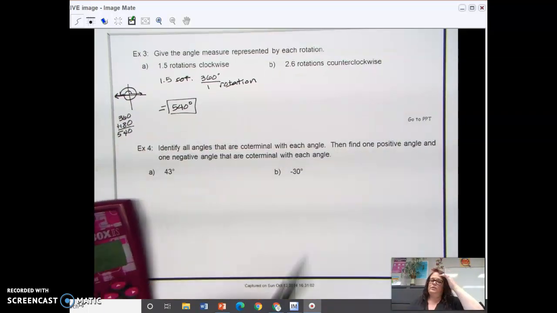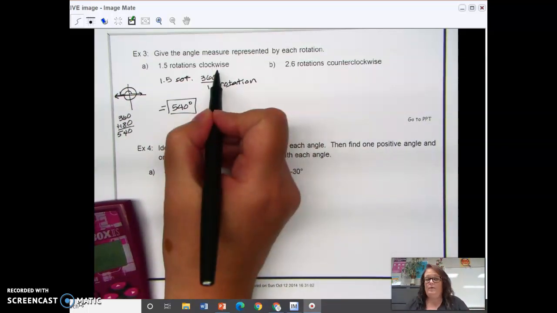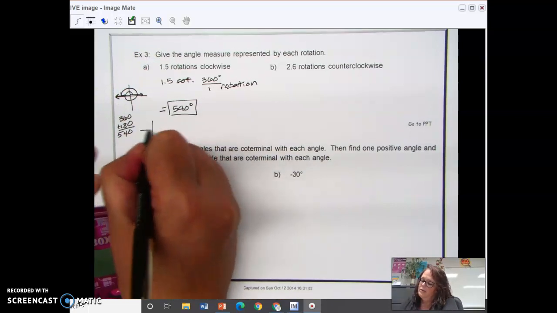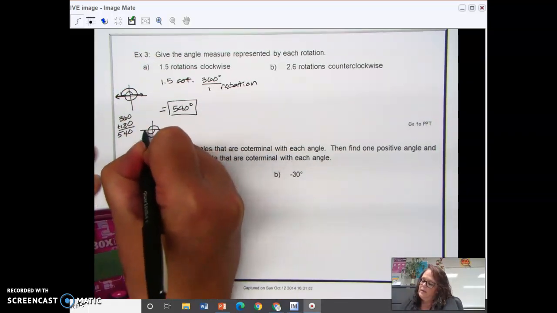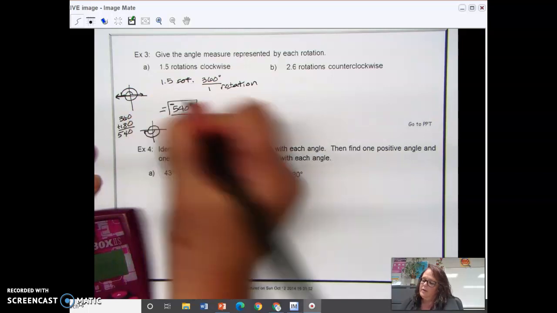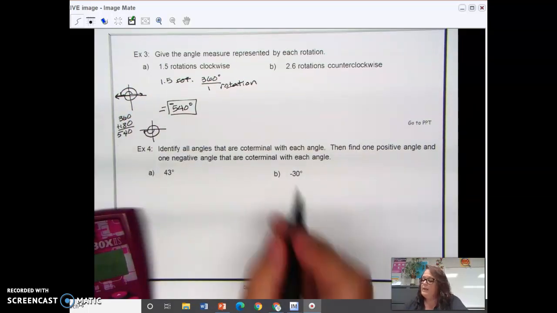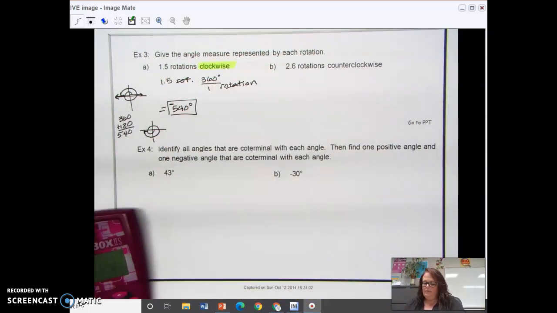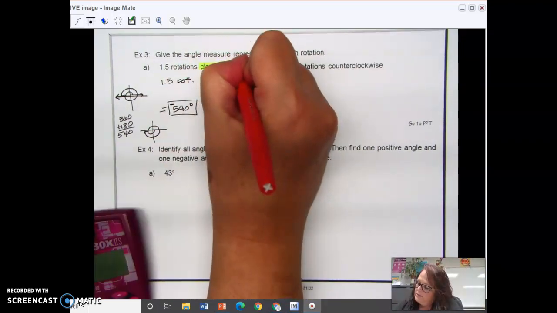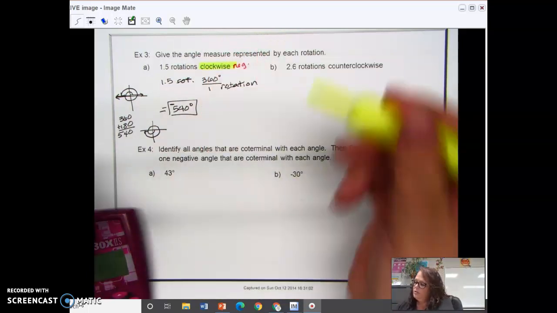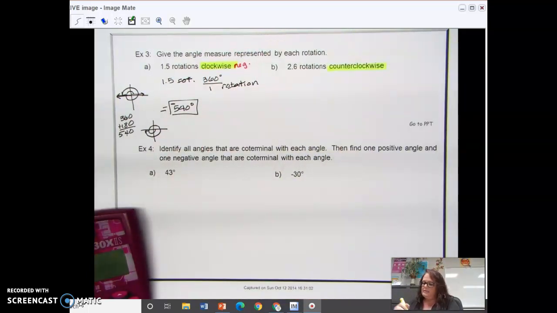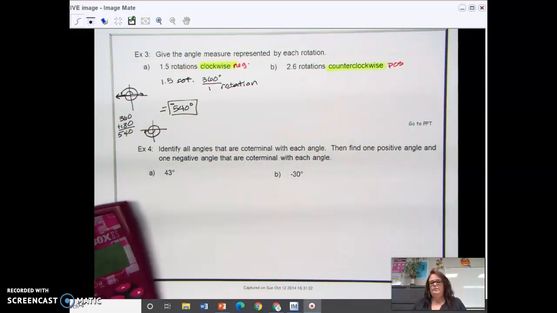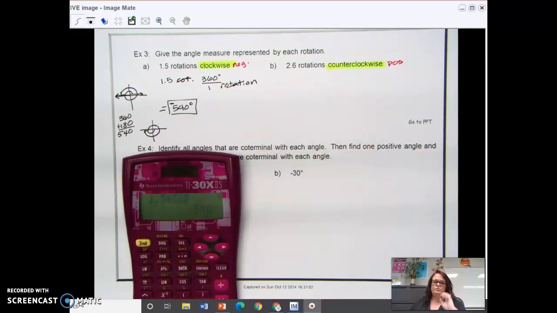So take a moment to figure out, and by the way, they said clockwise here. So how does that change things? The arrow, instead of going counterclockwise, should have been going this way. And notice that is in a negative direction. So I should have paid attention to that, right? Anytime we see clockwise, that means that we're going to have a negative revolution. And if we see counterclockwise, that's going to be a positive revolution. All right, so pause the video and see if you can figure out the degree for 2.6 rotations.